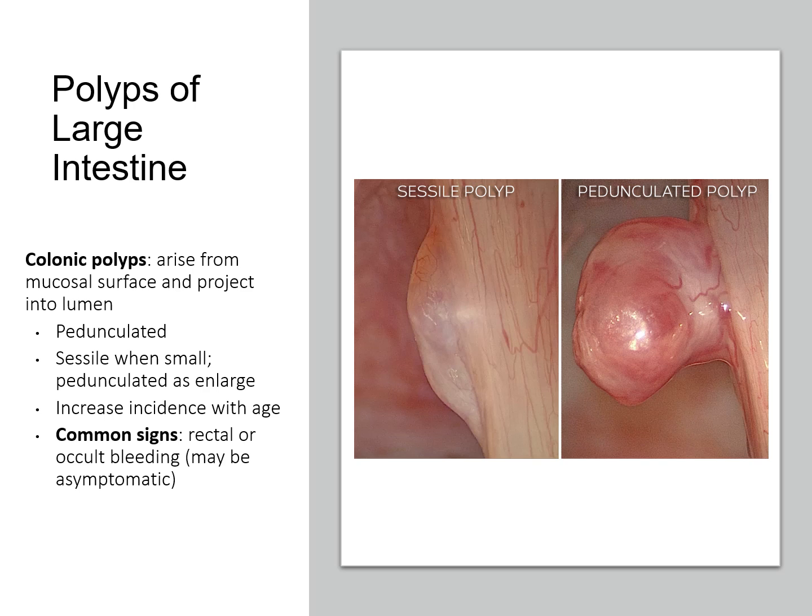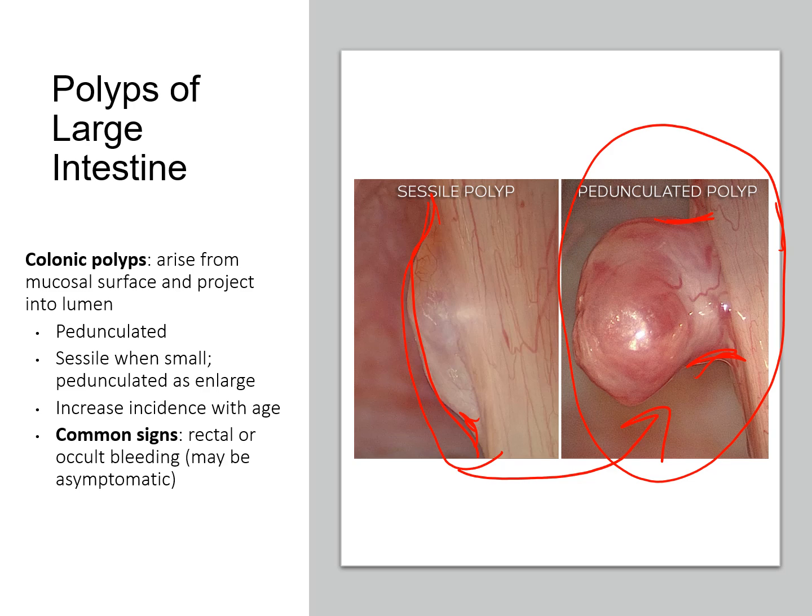Now on to polyps of the large intestine, aka colon. So colon polyps come from the mucosal surface and project into the lumen. If you see here in the picture, some are pedunculated. This is a pedunculated polyp, and this is a sessile polyp. They become this as they get bigger and bigger. This one will eventually have a little stalk, where this one is just flatter, no defined stalk.